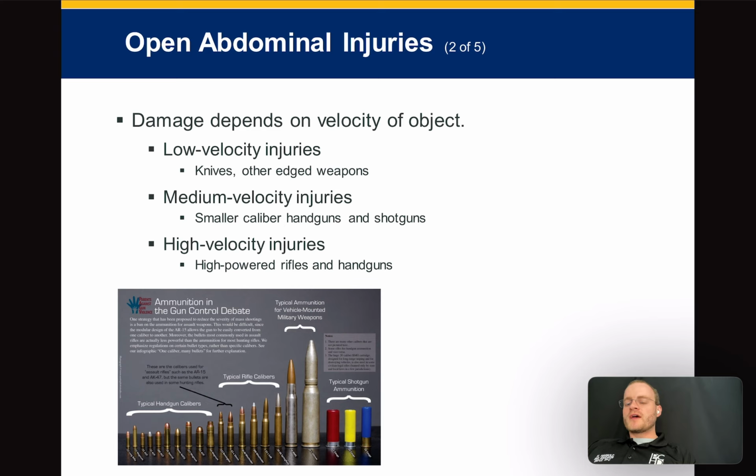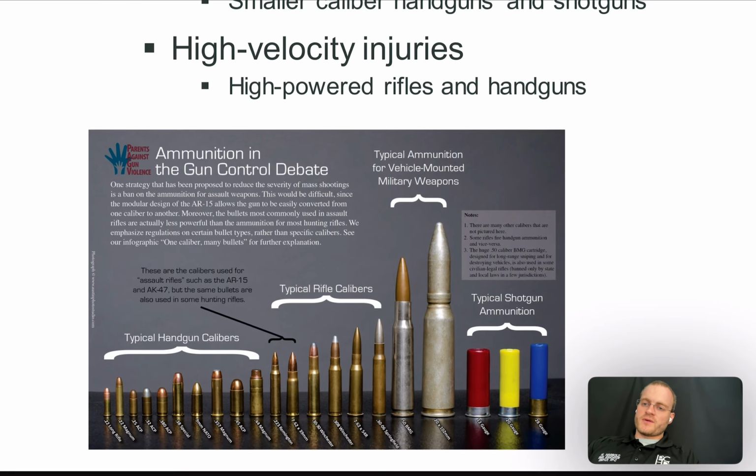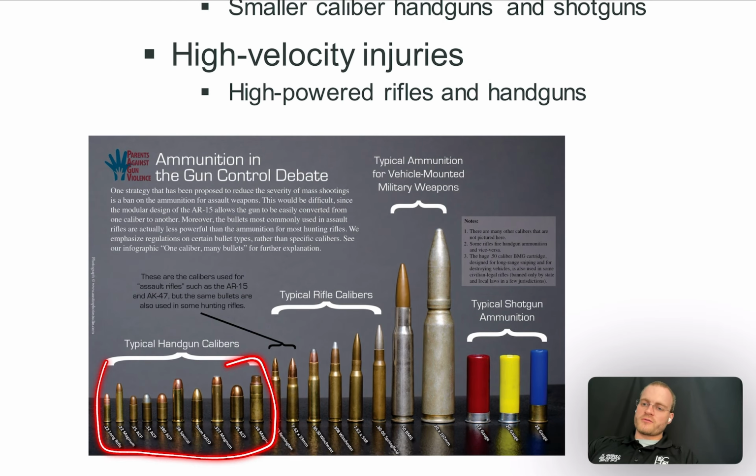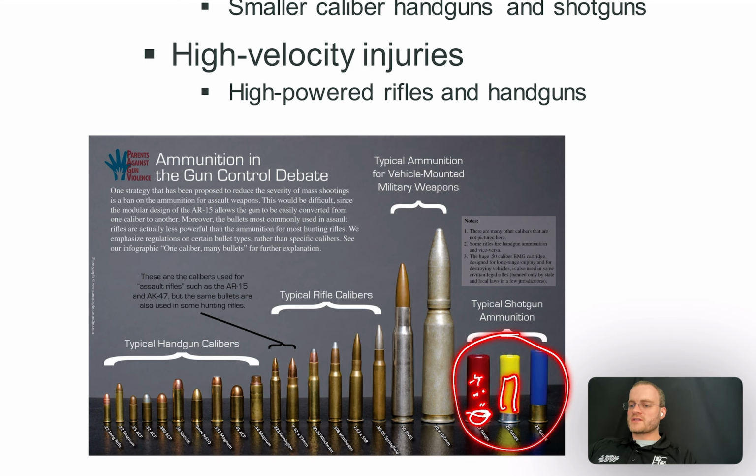And so we have a discussion on bullets. Low velocity injuries would be knives and other edged weapons, so maybe a pickaxe or something like that, a knife. Medium velocity is going to be small caliber handguns and shotguns. For a size comparison, these are all handgun rounds, and these are shotgun rounds. Usually the shotgun rounds contain either pellets or a really big slug, so it kind of depends, but there'll be multiple bullets inside of a shotgun round.